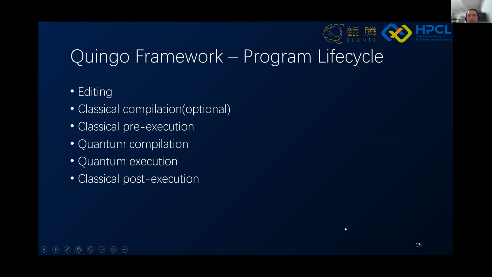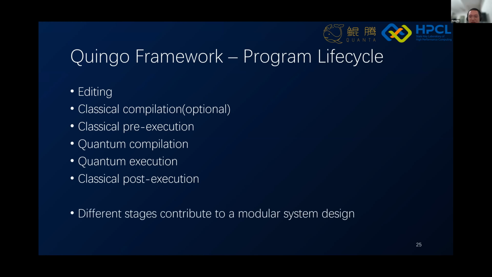And Quingo is a framework designed around the quantum program lifecycle, and it contains 6 phases: editing, classical compilation, classical pre-execution, quantum compilation, quantum execution, and classical post-execution. The reason to devise such a program lifecycle is to help us understand how the quantum part and the classical part interact, and the different stages can contribute to a modular system design. This is the idea.